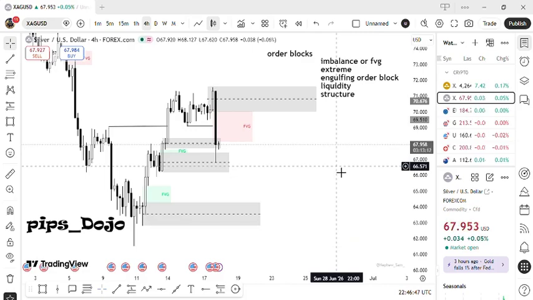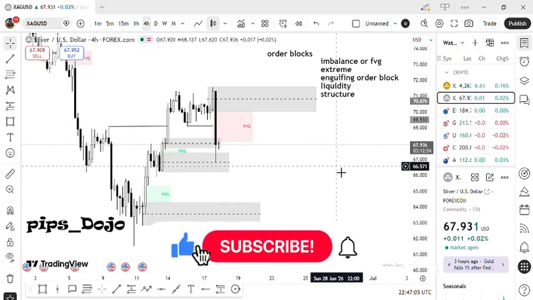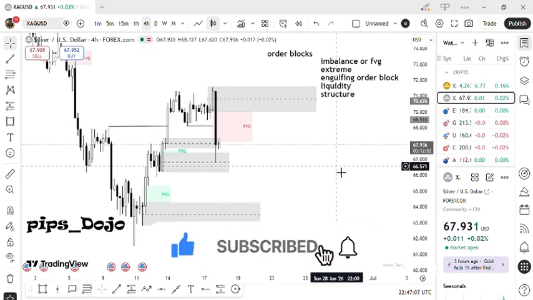All right, so let's dive right into order blocks. What are order blocks specifically? Oftentimes traders just throw the word order blocks around, and we know a little about it, but we do not really know how to maximize order blocks.